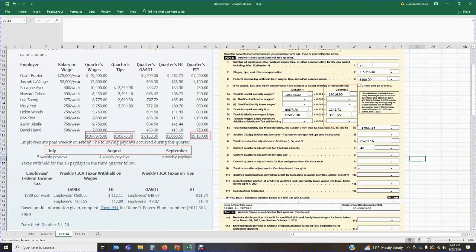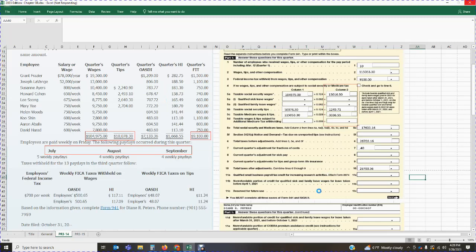Text box, okay. So that's 26,703.56. Okay. Number 11, it mentions something about qualified small business payroll tax credit.